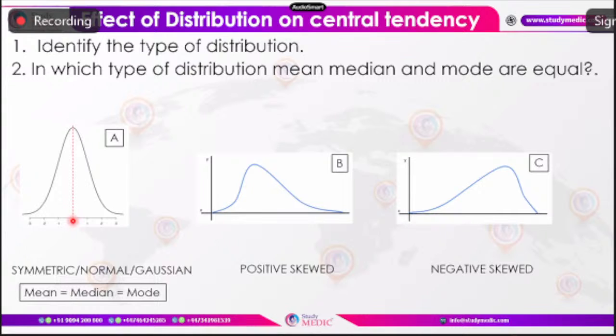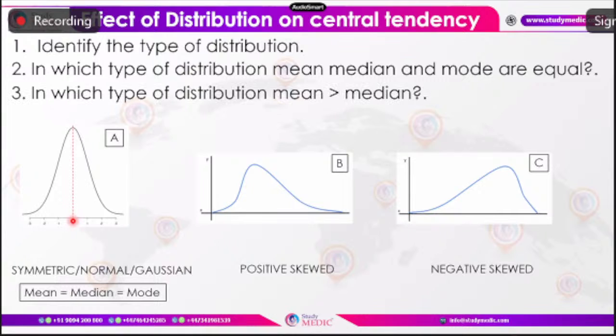Now, in which type of the distribution mean is actually more than median? Because we now see that mean is affected by the extreme outliers and it is drawn towards the higher or lower values, right? Whereas median is unaffected. In which type of distribution then mean is more than median? It is in the positively skewed distribution. As you can see, mean here is more than the median, right? Mean is here more than the median. Median still remains the same.